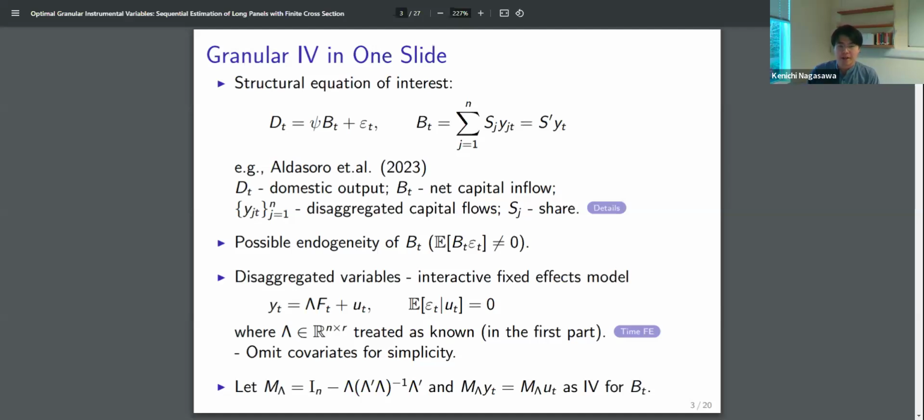And here you have this simple linear equation, and you might be tempted to estimate this equation by just OLS. But just running OLS might not give you a consistent estimate of the parameter of interest, which is psi. This measures the effect of net capital inflow on the domestic output, and OLS might not consistently estimate the parameter psi because of a possible endogeneity issue.